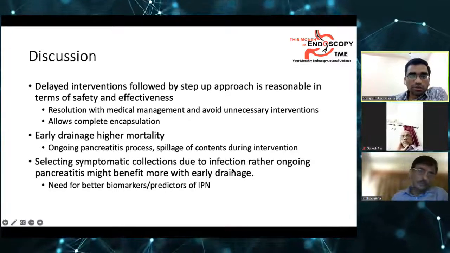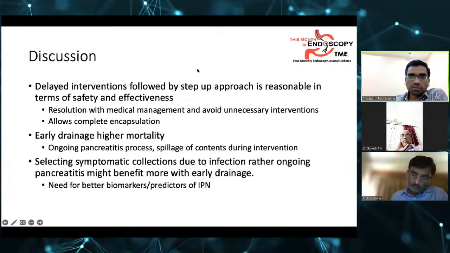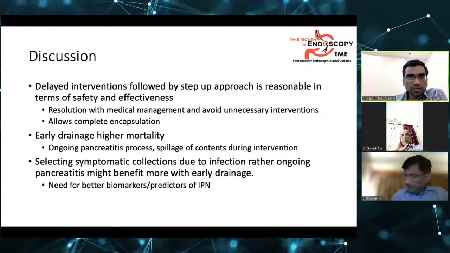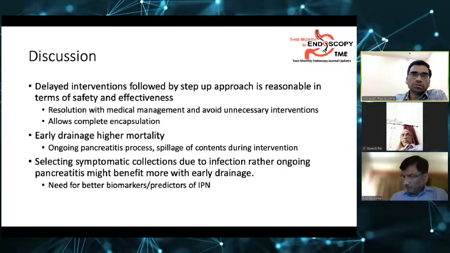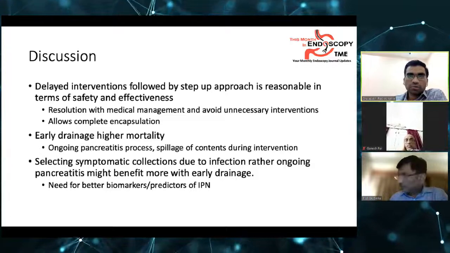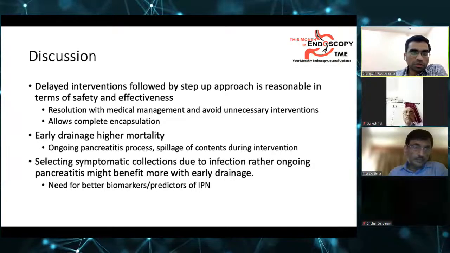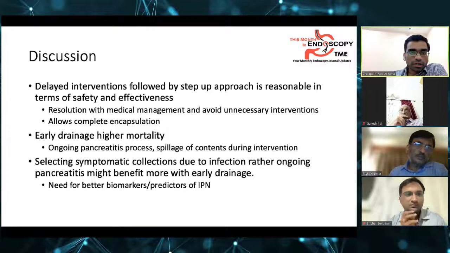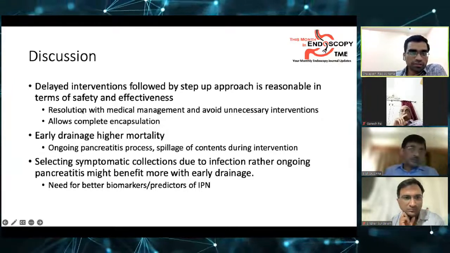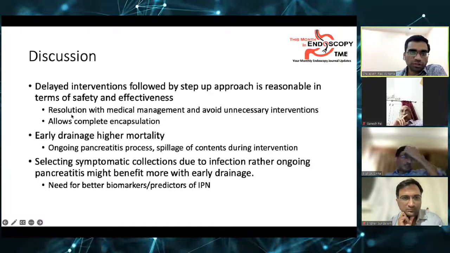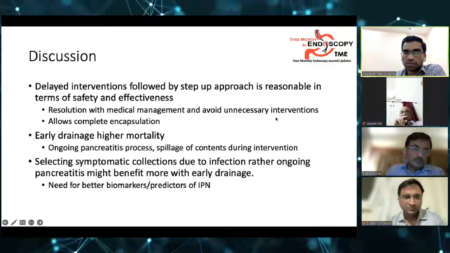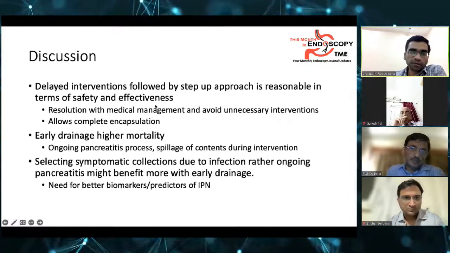Coming to the discussion part, delayed intervention followed by a step-up approach is reasonable in terms of safety and effectiveness. This current study did not show much benefit with early intervention across various modalities, that is endoscopic, percutaneous, and surgical drainage routes. We usually delay interventions because we can see some resolution of these collections with medical management alone, and this can avoid unnecessary interventions in the early course of pancreatitis.